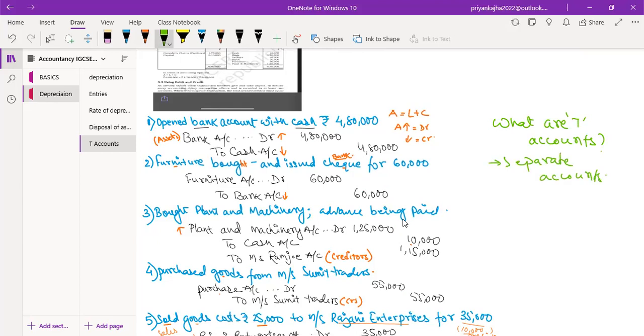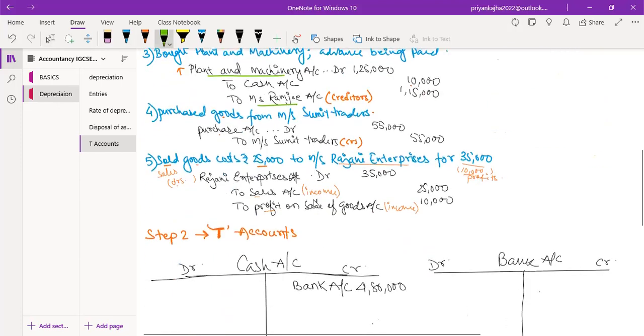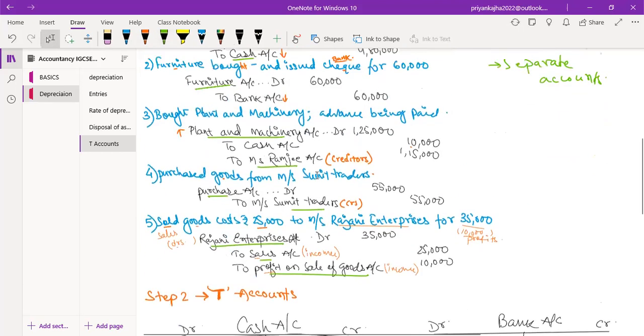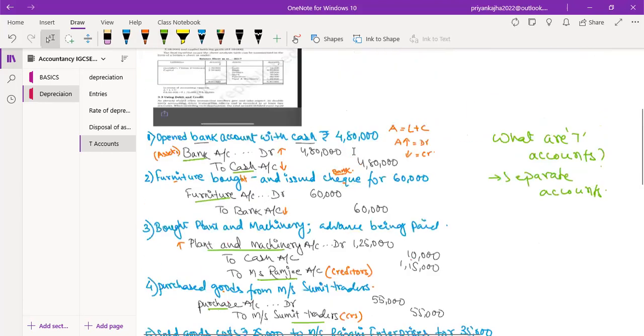So the first account that we have to create is bank, then cash, then furniture, then plant and machinery, then MS Ramji, then purchase, then Sumit Traders, then Rajni Enterprises, sales and profit on sales accounts. So many T accounts we have to create. So the very first one is the bank and cash account.